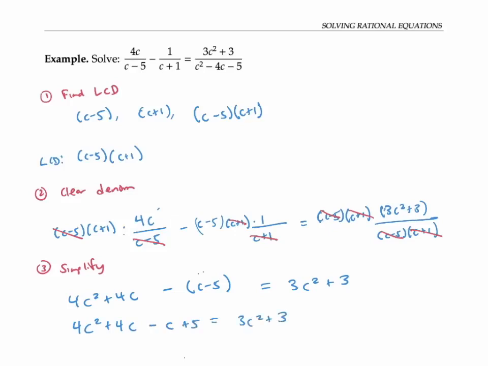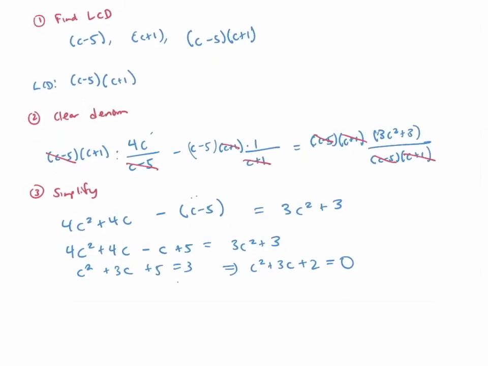And now I can subtract the 3c squared from both sides to get just a c squared over here. And the 4c minus c, that becomes a 3c. And finally, I can subtract the 3 from both sides to get c squared plus 3c plus 2 equals 0. I've got myself a quadratic equation. It looks like a nice one that factors.